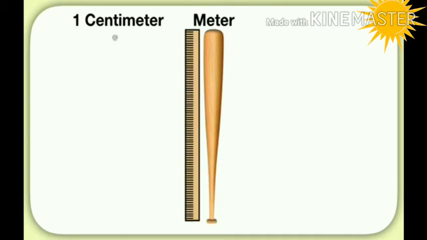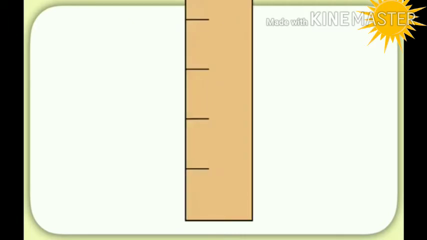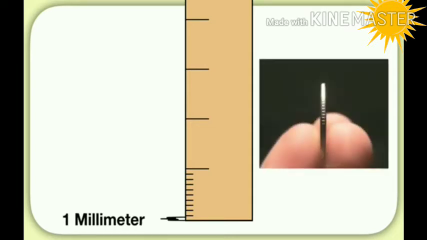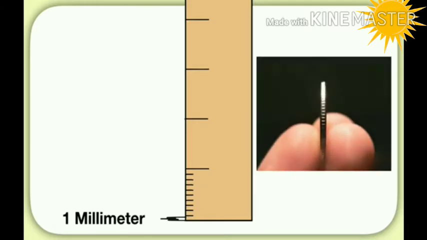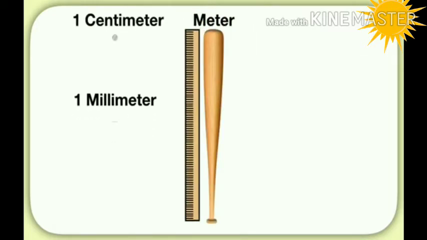We can see that a meter is a lot bigger. But if we zoom back in on all those centimeters, it can actually get even smaller. You could break each centimeter into smaller pieces. And each one of these tiny sections is called 1 millimeter. Now, a millimeter is really small. It's about the thickness of a dime. And so now we have 3 measurements. Millimeters are the smallest. Then we have centimeters and meters.